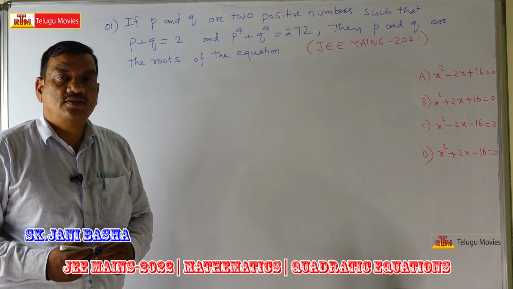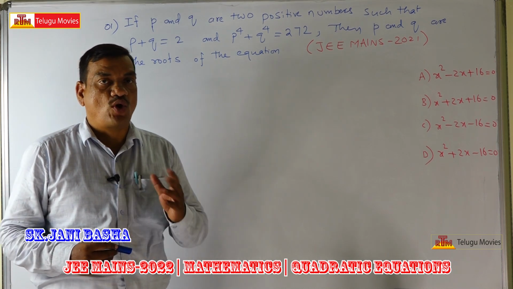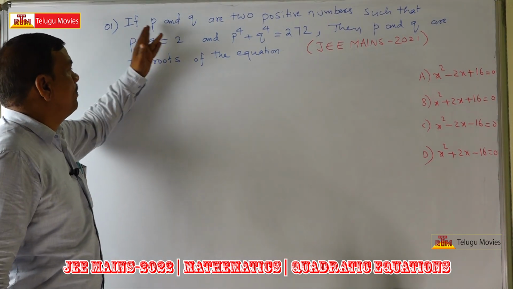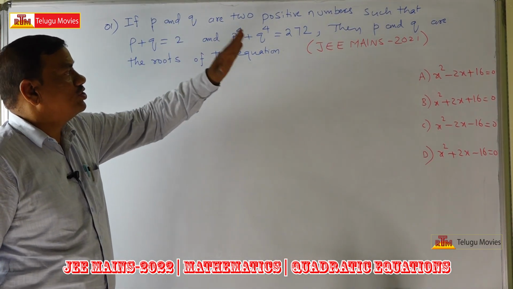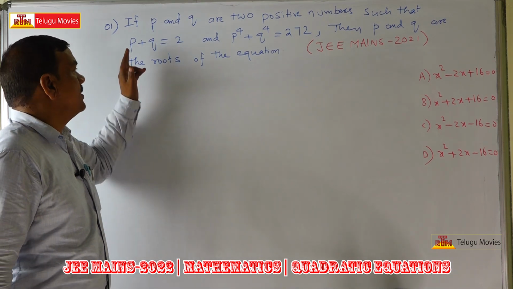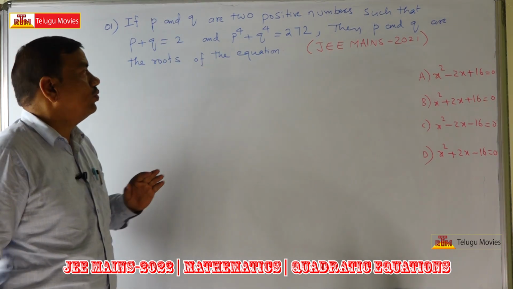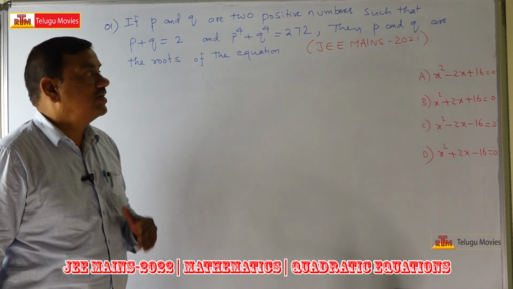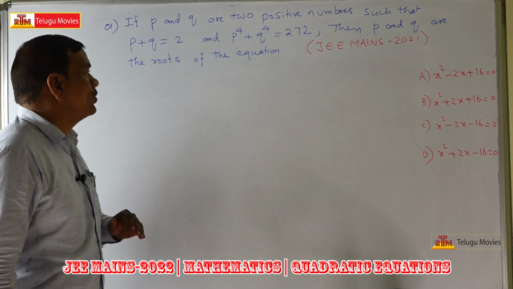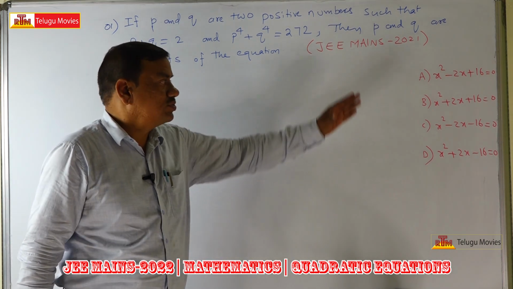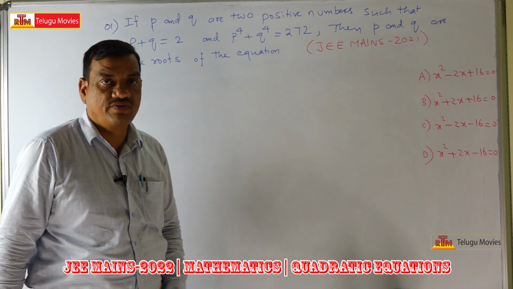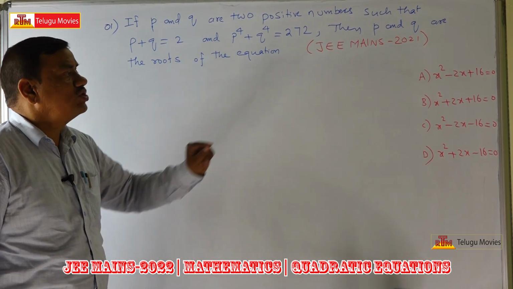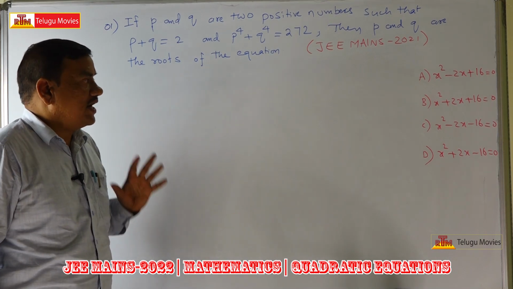So dear students, welcome to the first problem of today's class. The problem is: if P and Q are two positive numbers such that P plus Q is equal to 2 and P power 4 plus Q power 4 is equal to 272, then P and Q are the roots of the equation. So these four equations are given. Then P and Q are the roots of which of the following equations, right?